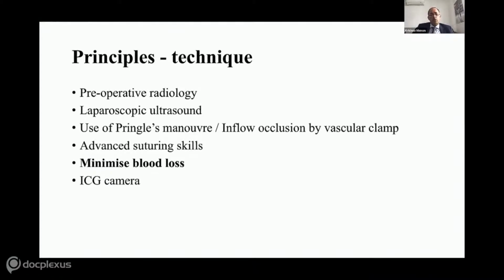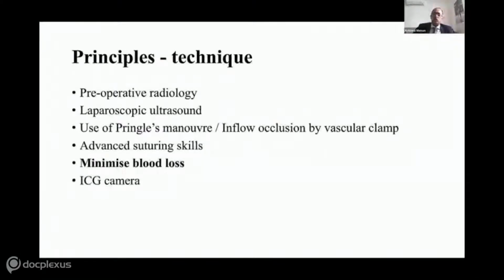I always use a Pringle maneuver. I have the tape around. I may not necessarily occlude the hilum, but you have to have the tape around, because when you run into bleeding, that is the worst time to try and get a Pringle tape around the hilum. Inflow occlusion can be done, as we've seen earlier by Nilesh. You can use a vascular clamp if you cannot go around the hilum with a tape, but I tend to use an extracorporeal Pringle. You have to have advanced suturing skills.